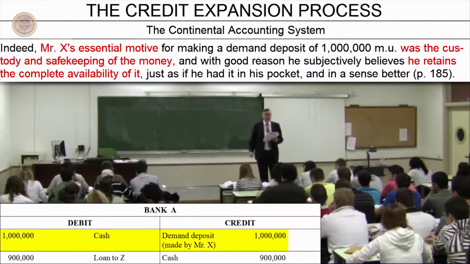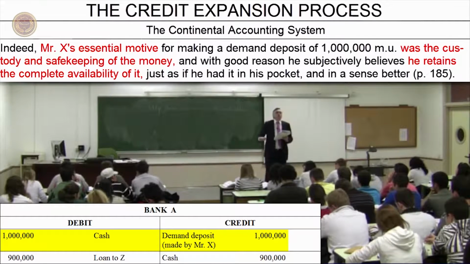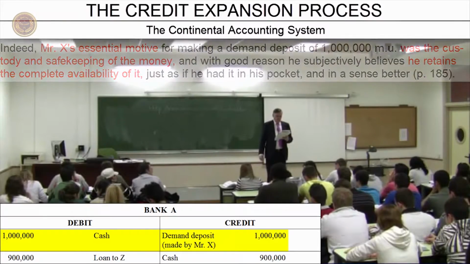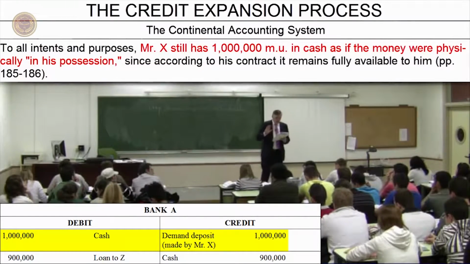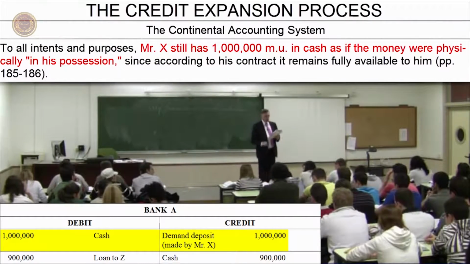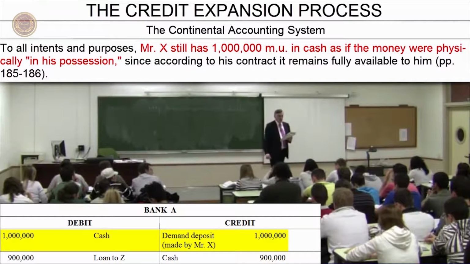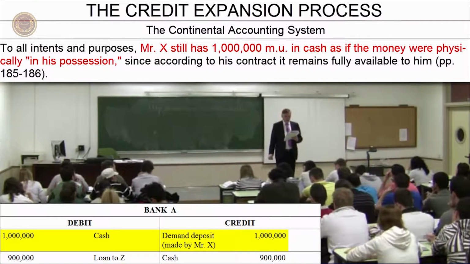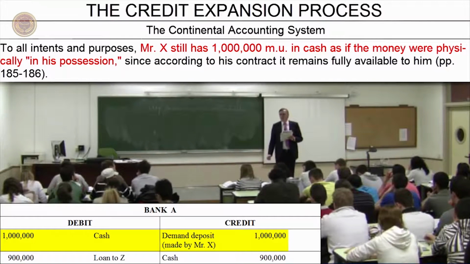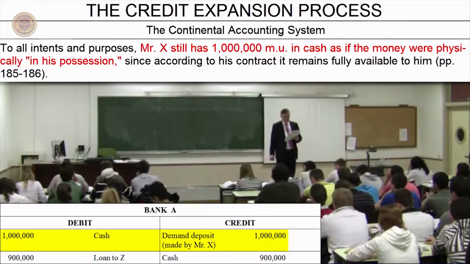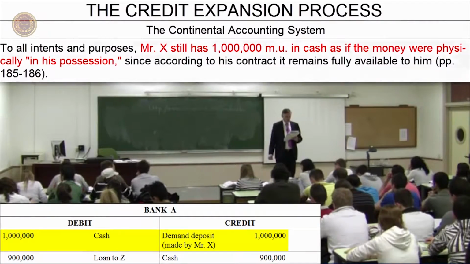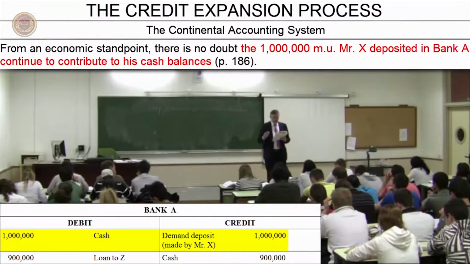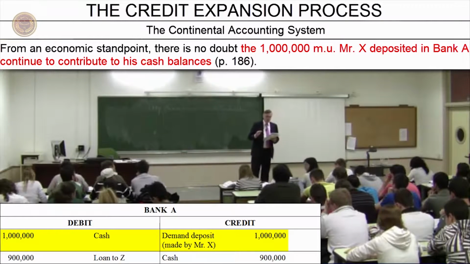X still has the same balance of 1 million monetary units of liquid assets, or money, that he had before. It is as if the money were physically in his possession, since, according to his contract, a demand deposit, he enjoys the full availability of those monetary units. Hence, there is no doubt that from an economic standpoint, the 1 million monetary units Mr. X deposited in the bank form part of his cash balances and the money supply.